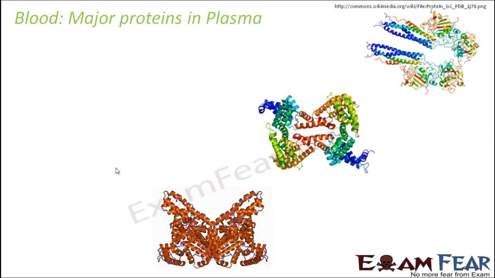Now there are many proteins which are present in plasma, as I said just now. Some of the important proteins which are present in plasma and which play a very important role in the functioning of blood are, first, fibrinogen. This fibrinogen helps in blood clotting. So blood clotting is an important thing. Whenever you talk about blood clotting, the first thing that comes to your mind is, if you get a cut somewhere, what happens? It starts bleeding.